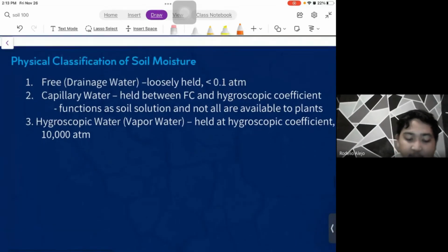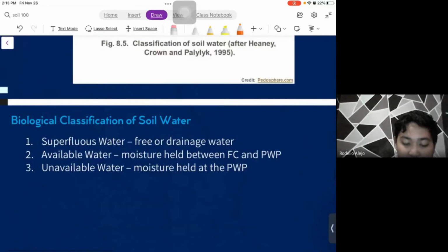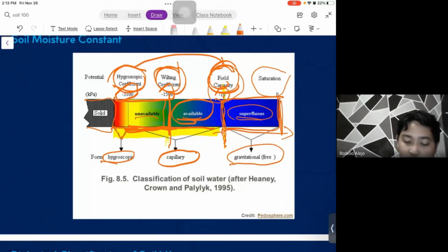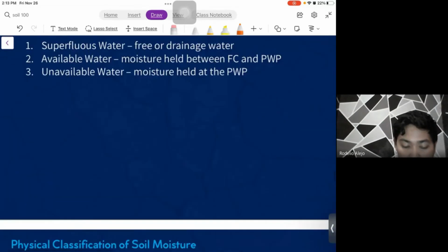Then we also have the physical classification of water, yung nasa baba kanina. We have the free or the drainage water, which is loosely held, less than 0.01 atmosphere. We have the capillary water, held between field capacity and hygroscopic coefficient, functions as soil solution and not all are available to plants. So ito yung capillary water natin, between hygroscopic and field capacity.